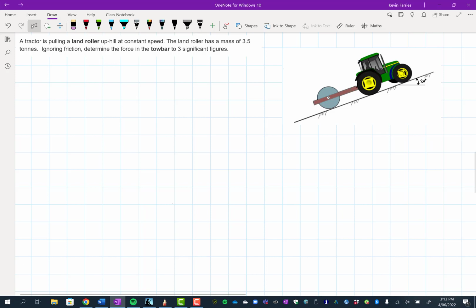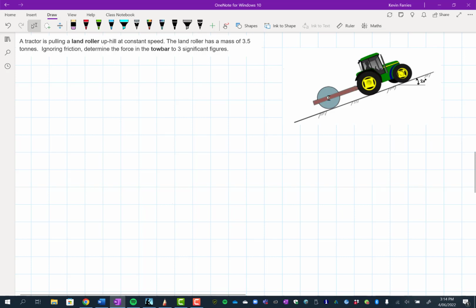If you're not sure what that looks like, Google it. But that hitch is basically a pin, and the connection to the roller is a pin. That's why the roller can roll. And so this here, if you remember, we had struts and ties. Strut is in compression, tie is in tension. This, between the roller and the tractor, this element is a tie.